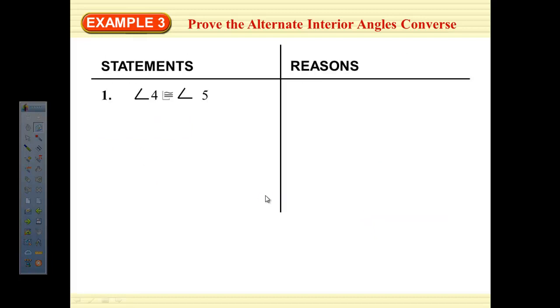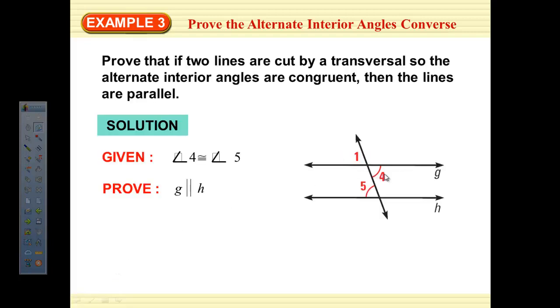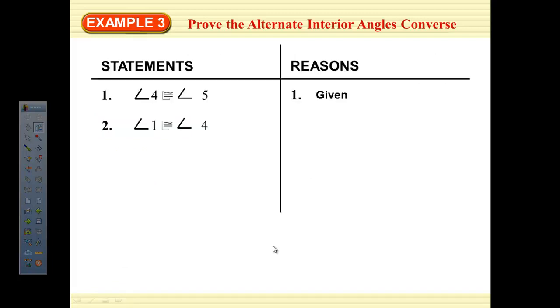For this proof, we're going to start out with what's given, and then if we look carefully, we know 1 and 4 are congruent, because 1 and 4 are vertical angles. Okay? So we go forward, and we know 1 and 4 are vertical angles. And then if we look at these two lines, you can tell that 1 and 4 are congruent and 4 and 5 are congruent. So therefore, we can use the transitive property to prove the first and the last are congruent.